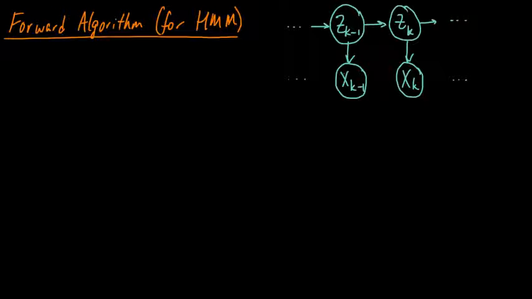We were just talking about the forward-backward algorithm for the hidden Markov model, and we saw how to get the distribution on a given zk, given all the x's. We wanted to do a forward part and a backward part. And here we're gonna talk about the forward part.